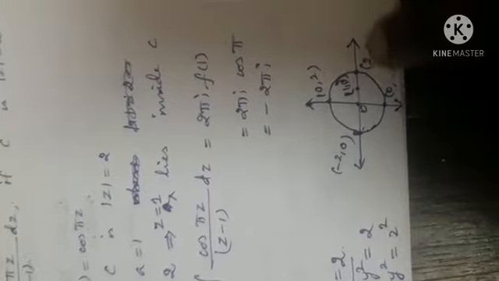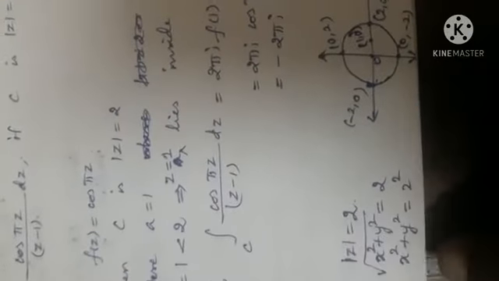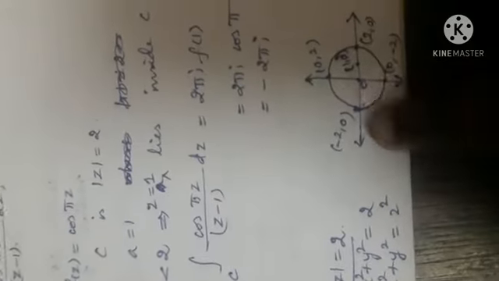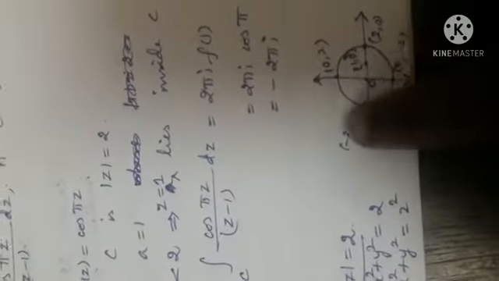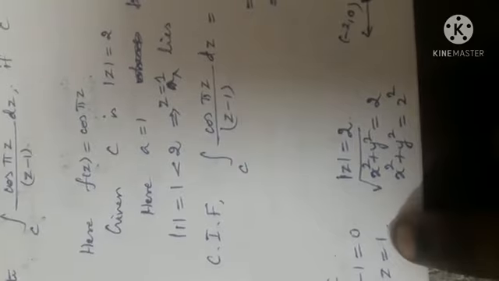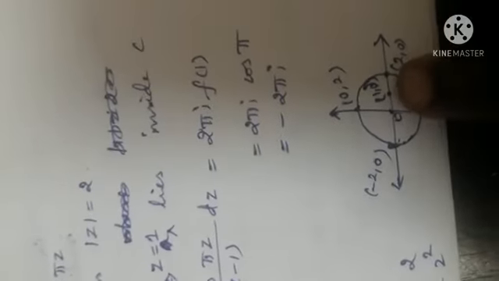So this is one method. If you feel it is difficult, you can go for the second method. Mod z equal to 2 is a circle with center 0, 0 and radius 2. So on all four sides with radius 2 I have drawn a circle. What is z equal to 1? The meaning is 1, 0, that is 1 plus I0 actually. If you mark 1, 0, it lies inside the curve. Hence z equal to 1 lies inside the circle.